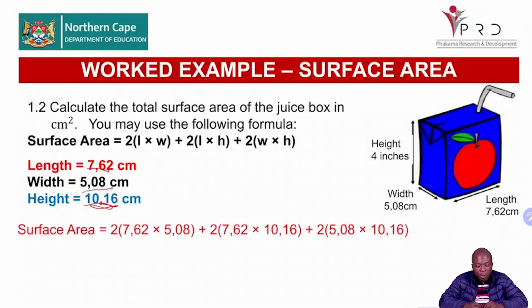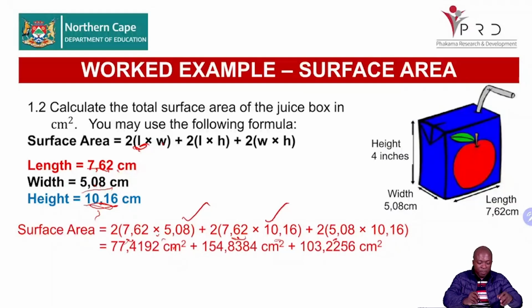So what do we do? We substitute into the formula. Wherever we see L, we're going to write 7.62. You put your times. When you see W, you come and write 5.08. When you see L again, you write 7.62. When you see height, you come and write 10.16. When you see the width, which is 5.08, and the height, you substitute there. Once you're able to do that, most definitely they are going to give you 2 marks already for being able to substitute correctly.